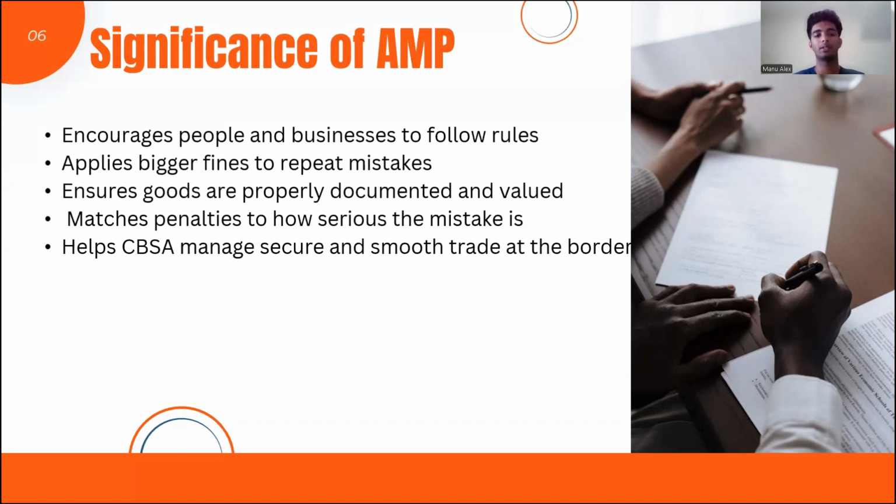Next, it matches the penalty to how serious the mistake is. For example, if it's not a big mistake, it's going to be like $100 or $200. Depending on the offence or what the importer or exporter has done, the penalty will increase. It can go up to 50,000, 60,000, or above. Next, it helps CBSA manage secure and smooth trade at the border. The exchange at borders should be smooth. If one shipment is held at the border, they may need to wait for days or even months to get cleared. So that's about the significance of AMPS.